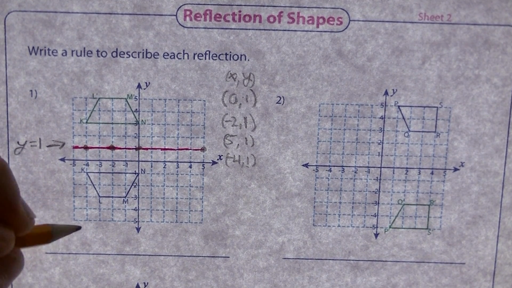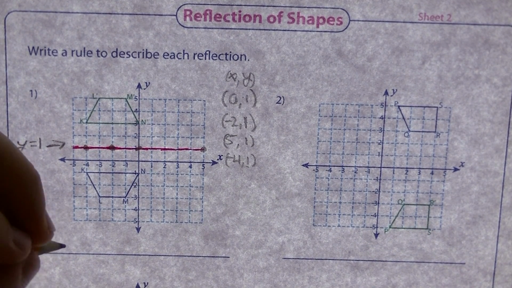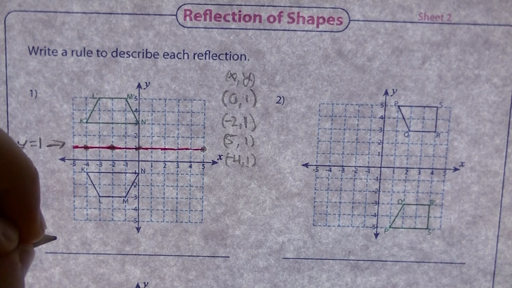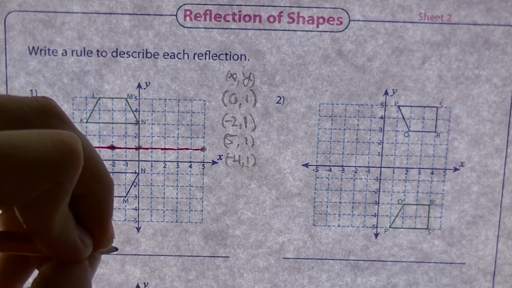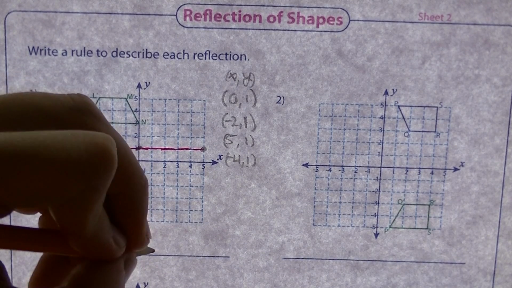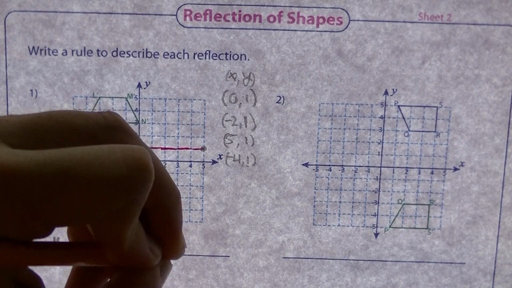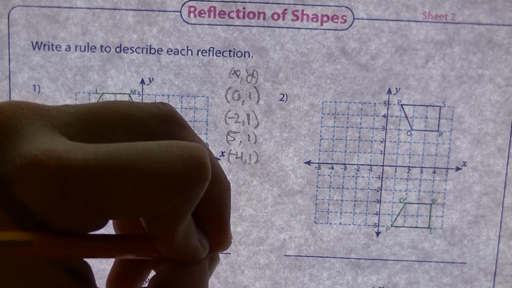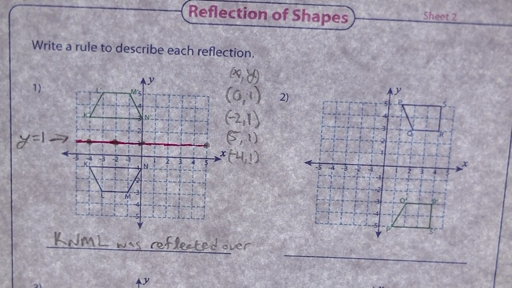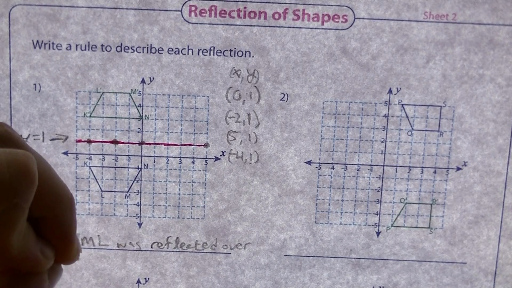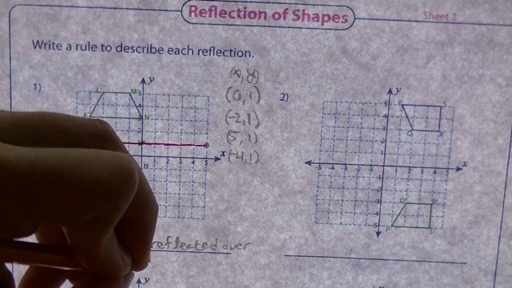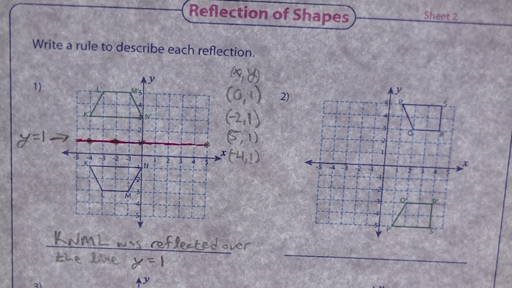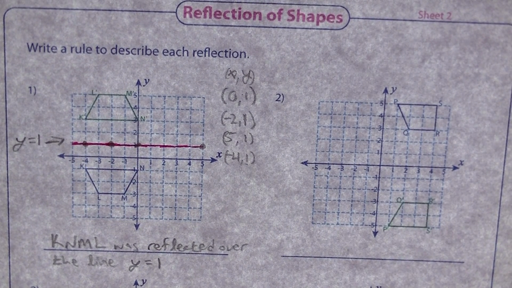Now when we're trying to write a rule for the reflection, I'm going to say KNML was reflected over the line y equals 1. And that's it.